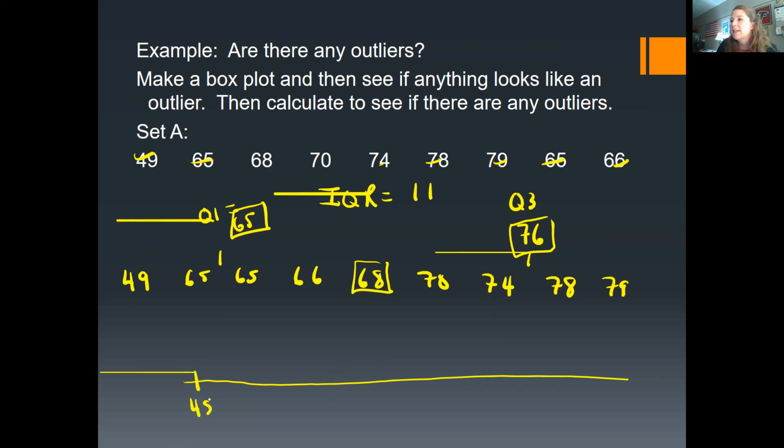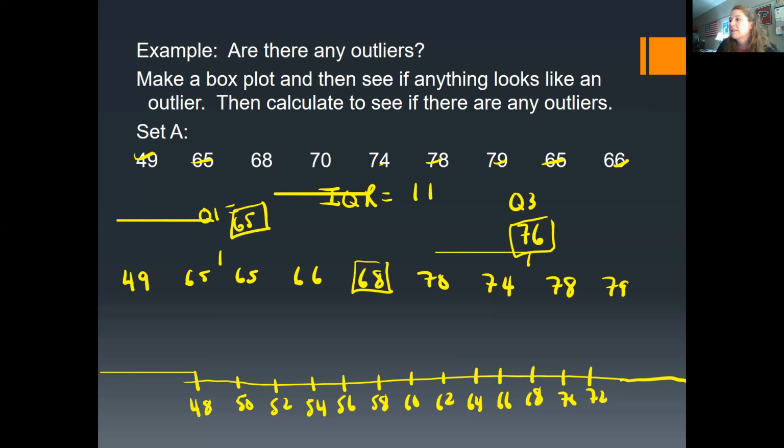We'll do 48, 50, 52, 54, 56, 58, 60, 62. Oh, my number line is going to be way too short. 66, 68, 70, 72. Oh, man. 74, 76, 78. Pretend there's, okay. Oh, I squeezed it in there. Pretend those are 76, 78.